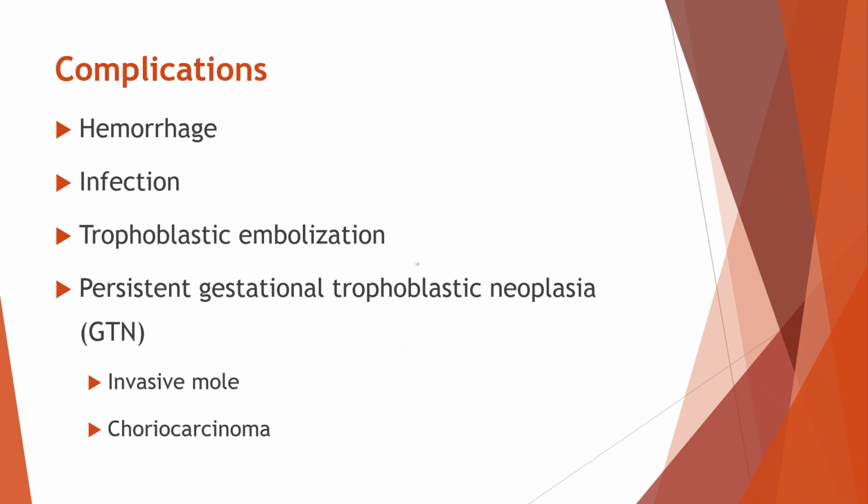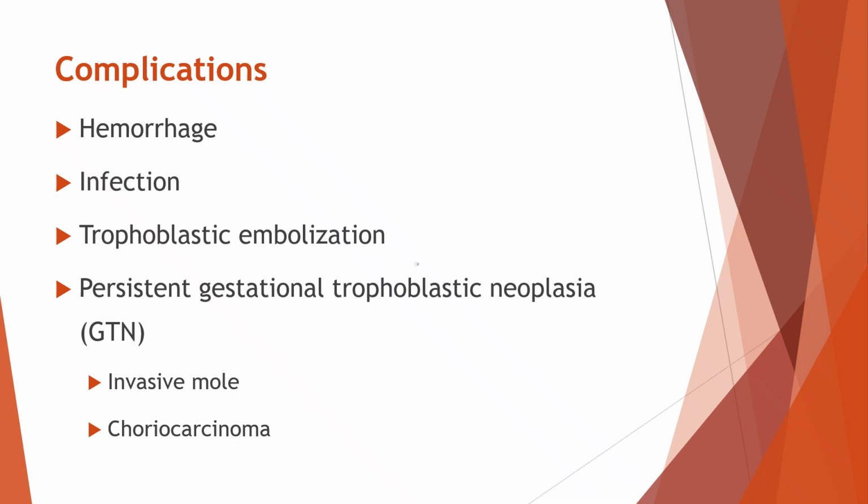Let's see about the complications that can occur in a molar pregnancy. One of the major risks is hemorrhage, because the abnormal tissue inside the uterus can cause heavy bleeding. Infection is another complication, especially if any tissue remains after evacuation. Trophoblastic embolization may also occur, where tiny pieces of trophoblastic tissue enter the bloodstream and travel to other organs. Although rare, it can cause serious problems if not managed quickly.